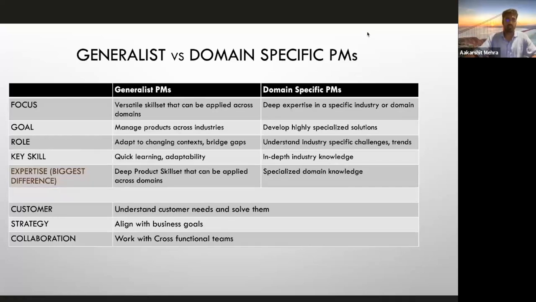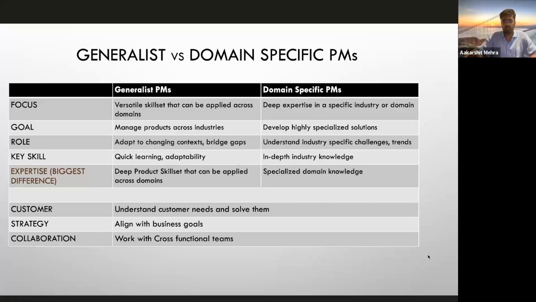The next one is a generalist versus a domain-specific PM. This is probably my second favorite slide from today's session. A generalist PM is somebody who has a lot of product management skill set, has done product management for a long time, is somebody who is comfortable using their product skill set and product knowledge, applying it to different contexts, different industries, different domains, being able to learn quickly, adapt to the environment, and successfully build products across, as I said, different industries and domains.